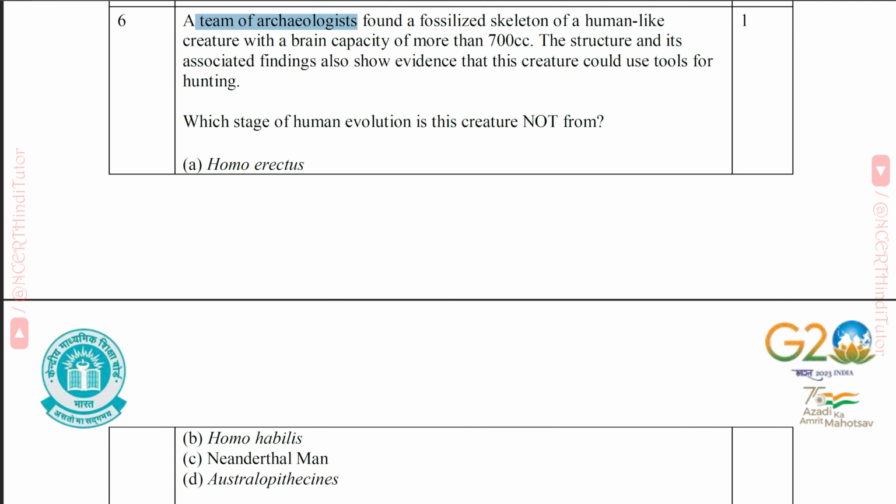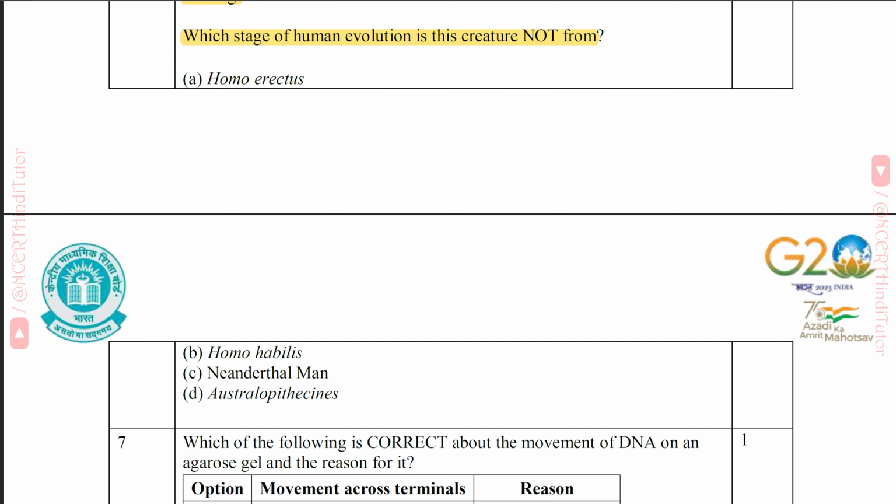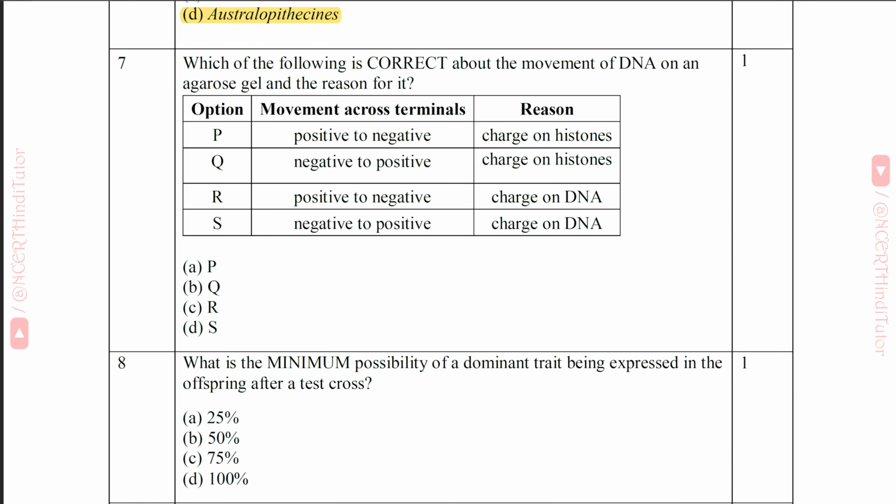Question 6. A team of archaeologists found a fossilized skeleton of a human-like creature with a brain capacity of more than 700 cc. The structure and its associated findings also show evidence that this creature could use tools for hunting. Which stage of human evolution is this creature not from? Answer D. Australopithecines.